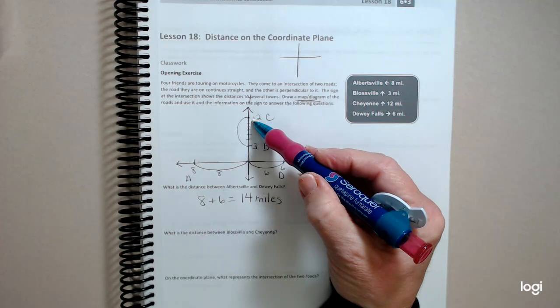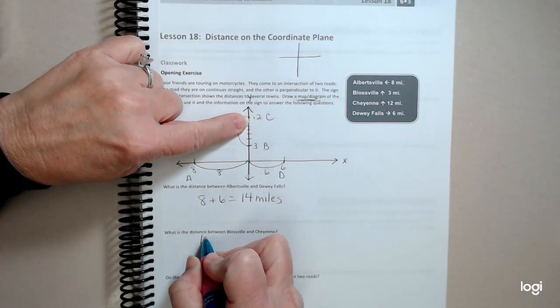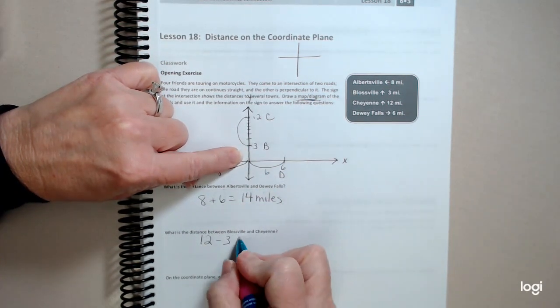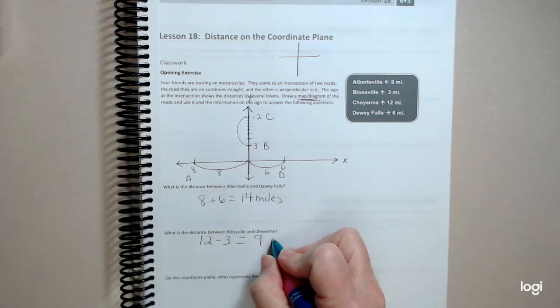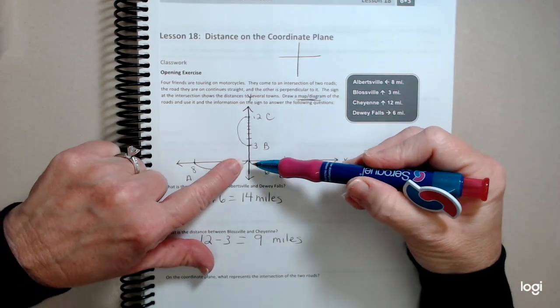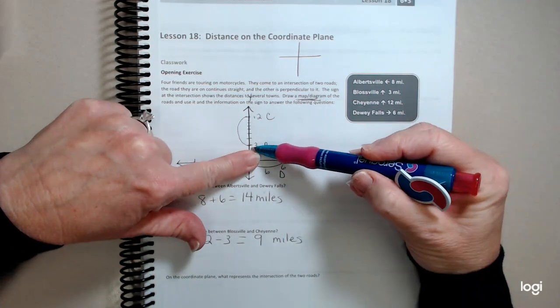So the best thing for me to do is probably take my 12, which is where Cheyenne is, subtract the 3, and see what I come up with. What's 12 minus 3? Okay, my answer is going to be 9. So there's a distance of 9 miles. Now if I look here, I was here at the origin. These 3 miles here are the ones that we're wanting to get rid of to find out how far it is.